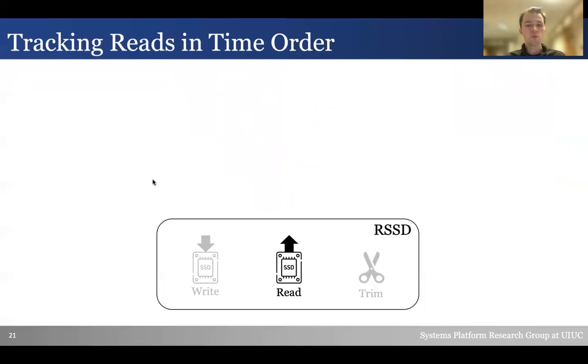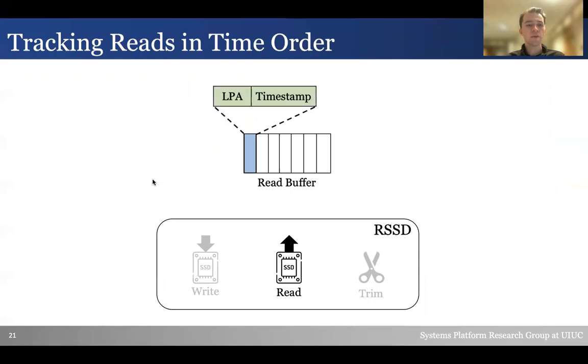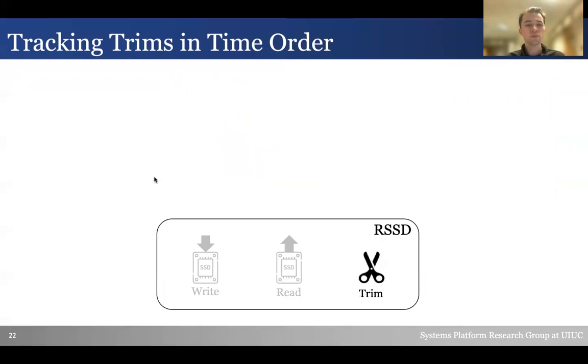For read operations, we do not track read operations in the same way since they do not produce invalid pages. Instead, we track them in a separate buffer in the SSD DRAM that we flush to the flash as it fills up. In the buffer, we track the LPA of the read page and the timestamp at which each read occurs. The trim command also uses a buffer to track the history of operations, but we need to do one more thing to secure it.